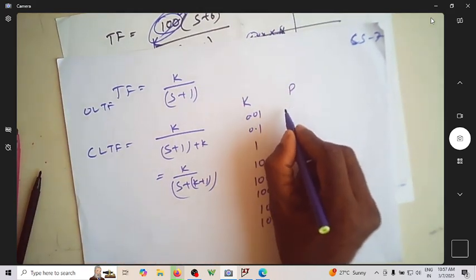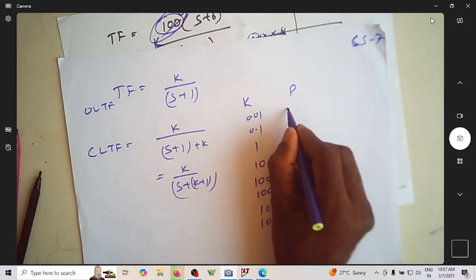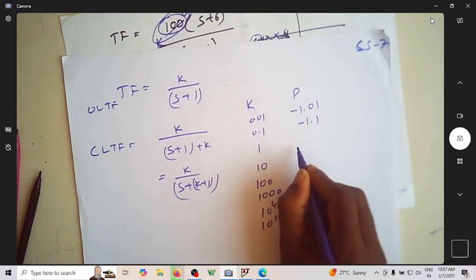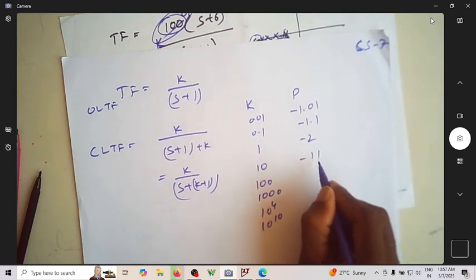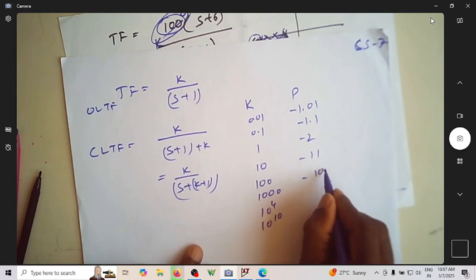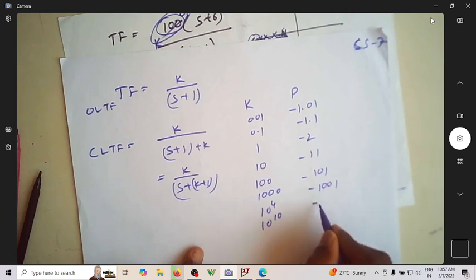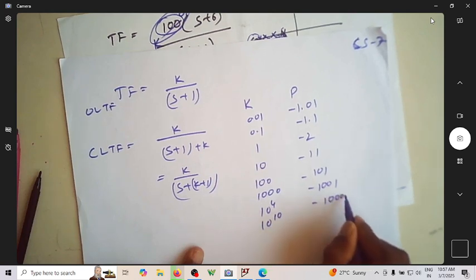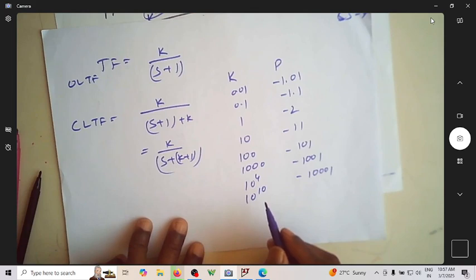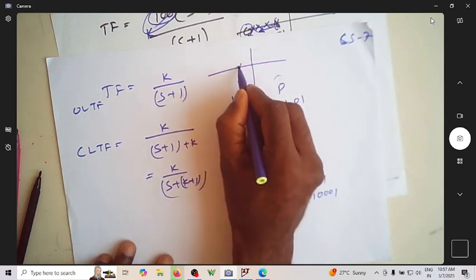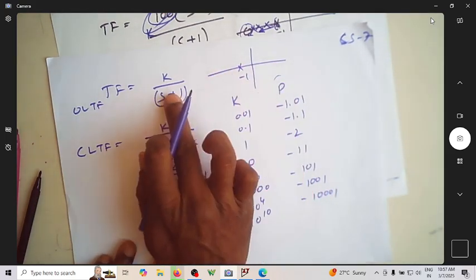Pole position is at, what is this? Minus 1.01. This is minus 1.1. This is minus 2, minus 11, minus 101, minus 1001. So this is minus 10,001. Where is it moving to? This is your pole position. The earlier pole position was at minus 1 when it is open loop.